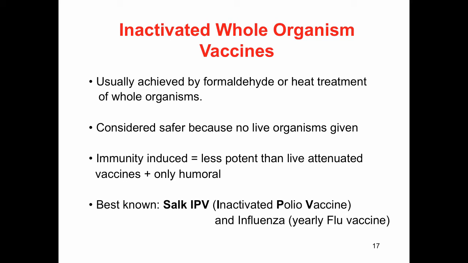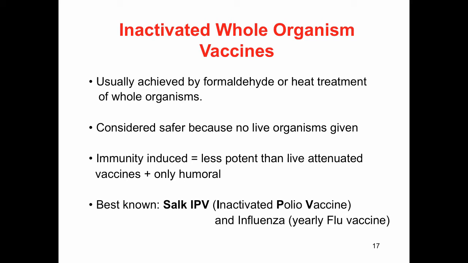Another form of a vaccine, instead of using live organisms, is to use inactivated whole organisms. This is usually achieved by killing the organism either through fixation by formaldehyde or by heating the whole organisms. These are also considered very safe and potentially safer than the live attenuated vaccines, because there's no live organism at all given, unless, of course, you have a mistake in the factory where you've improperly inactivated the vaccine.